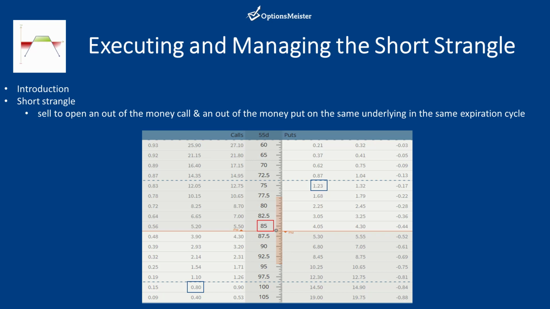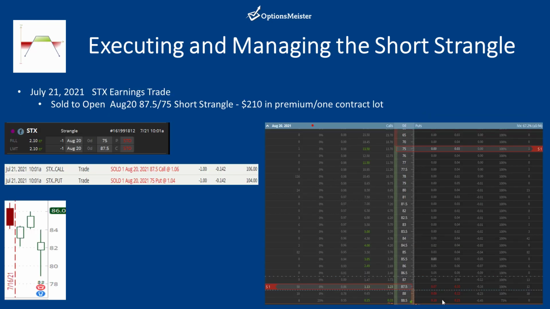I will walk you through step by step from trade execution to finally exiting the trade. My goal is to show you that losing trades, most particularly strangles, do not have to be closed with an enormous loss. On July 21, 2021, STX was due to announce earnings after the market close.